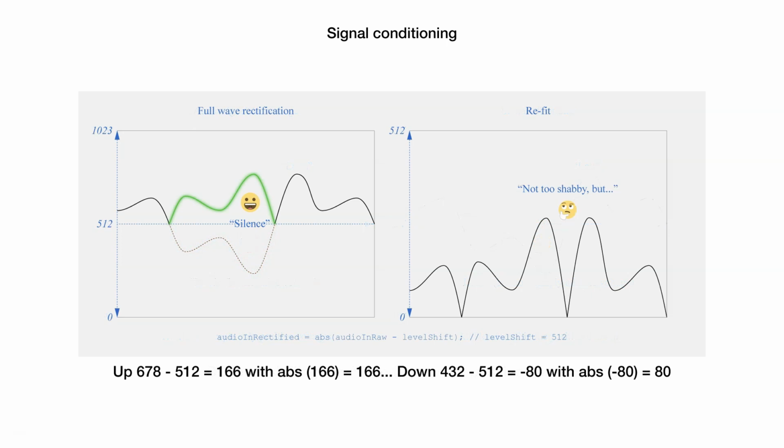Therefore, we flip the negative half of the signal upwards, a method known as full wave rectification, and we capture the loudness only with positive peaks. This means that an ADC return value of 512 means silence, and everything goes up from there. We also refit the value range so it starts at 0 instead of 512.